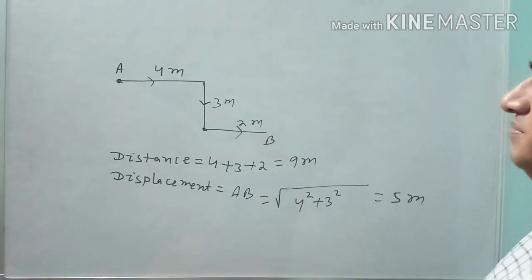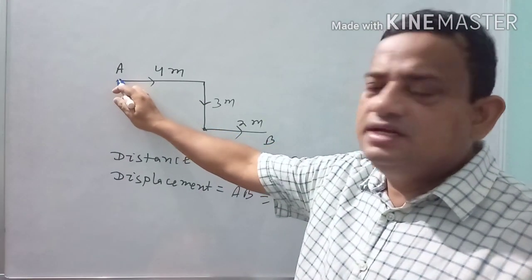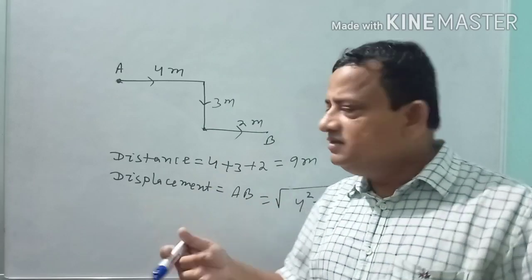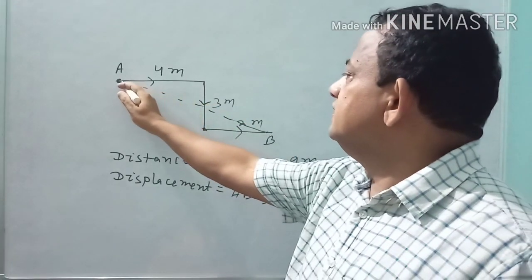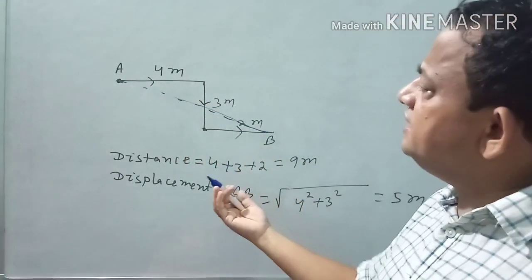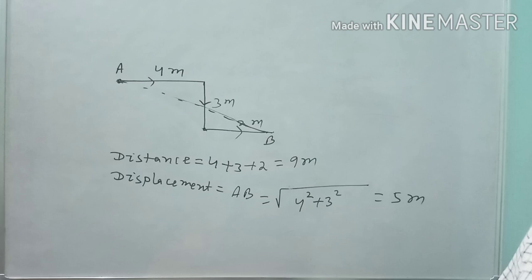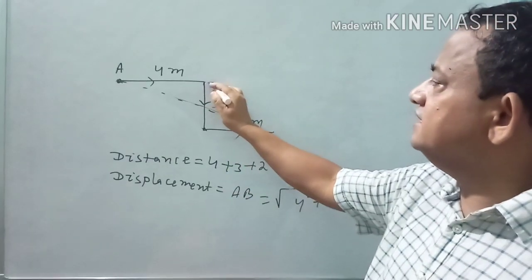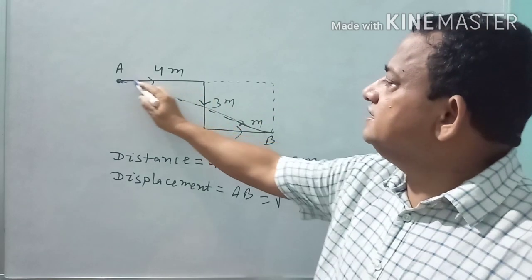How to find out displacement? You join the initial and final point. This is the initial point, this is the final point. You join this through a straight line. Now this is the displacement. So how to find it out? We make a right angle triangle, because in a right angle triangle you are able to find it. So how to make this a right angle triangle? You join this like this. Make this perpendicular.